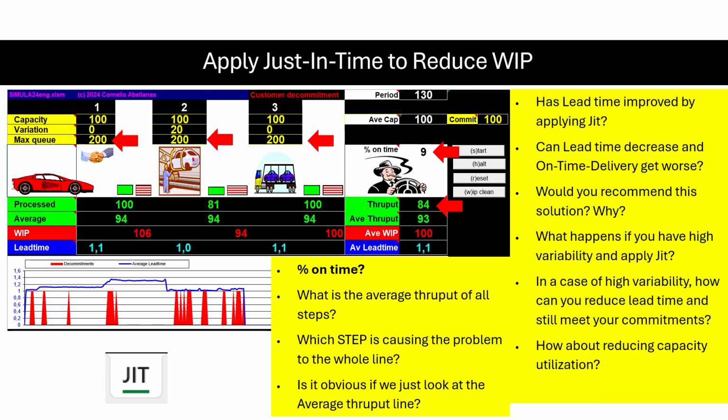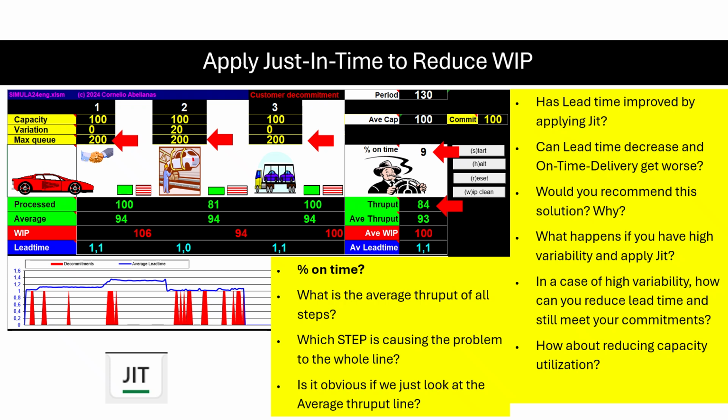Setup, continue from previous exercise. Set max queue to 200 in all steps. Questions. Percent on time? What is the average throughput of all steps? Which step is causing the problem to the whole line? Is it obvious if we just look at the average throughput line?